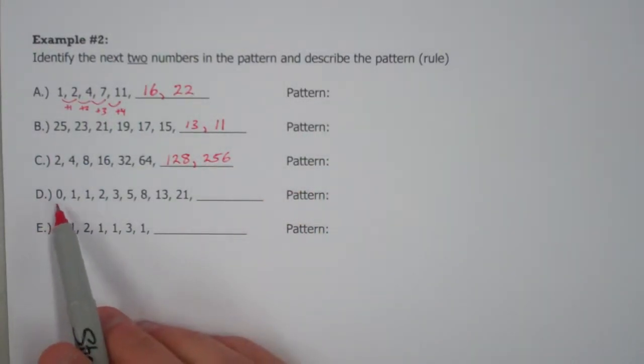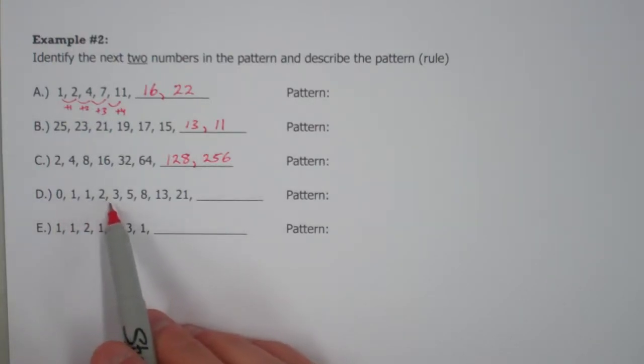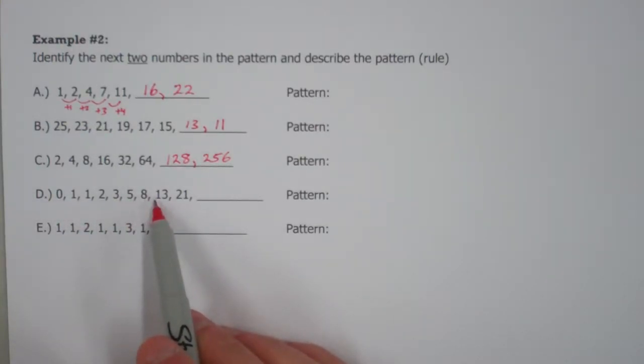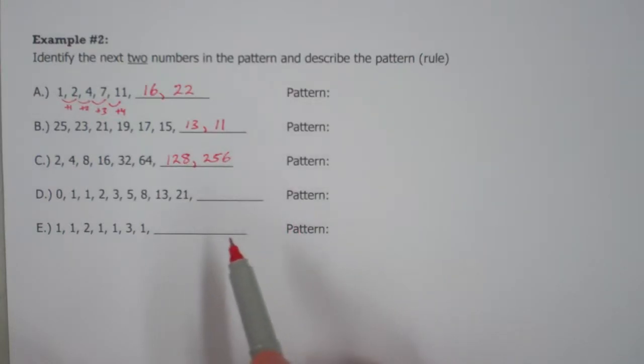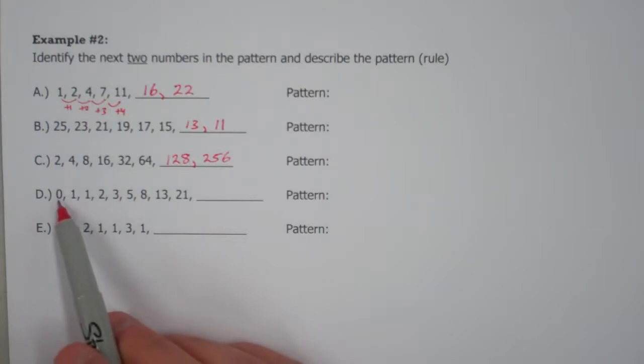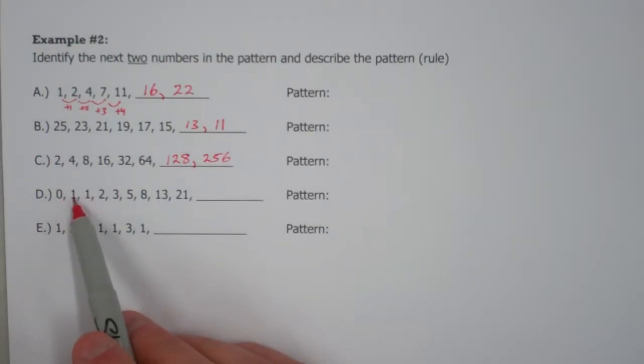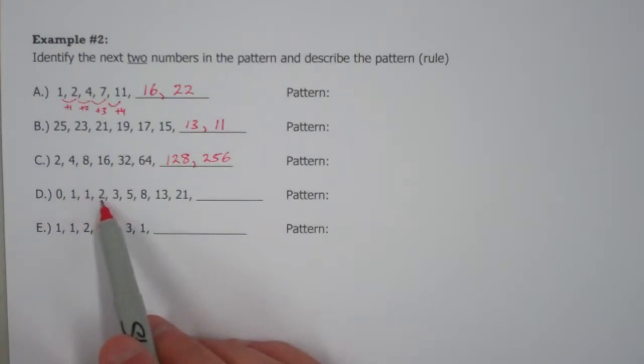In part D, we have 0, 1, 1, 2, 3, 5, and so on. This one's a tough one. It's a special pattern called the Fibonacci sequence. If we start with 0 and 1 as our first two terms, we could add 0 and 1 and get the next term. Then we're going to add the previous two terms to get the next one.